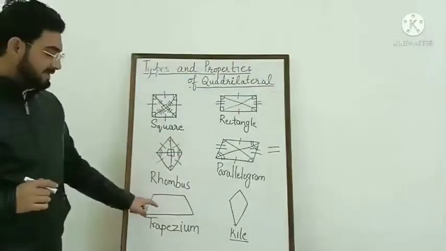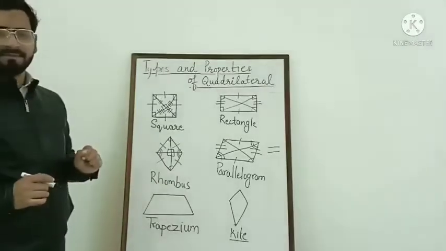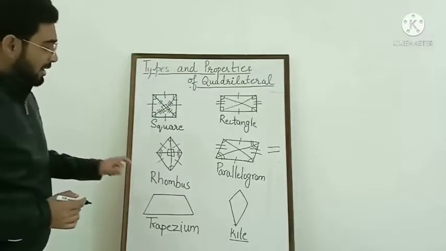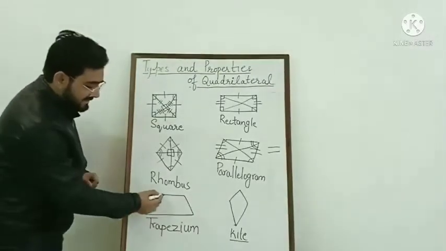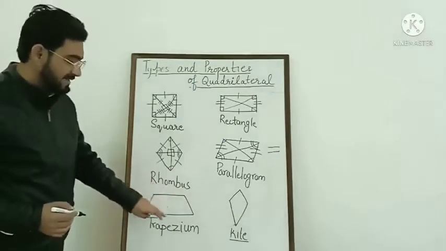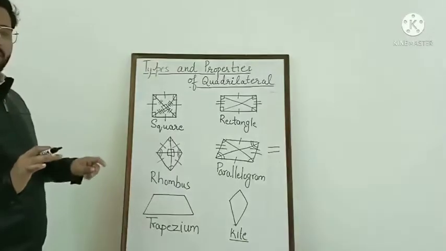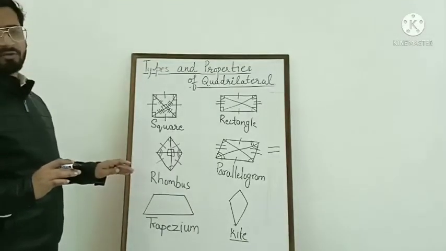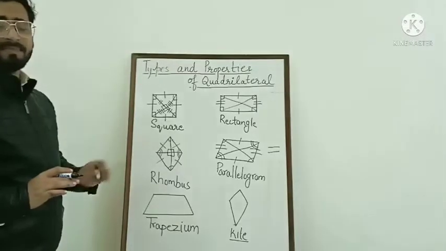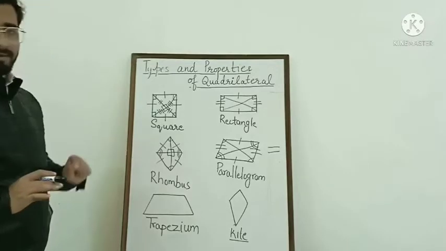Now see here, this is a trapezium. This is also a type of quadrilateral. One of the special properties of a trapezium is that one pair of opposite sides, this side and this side, are parallel. They will never intersect each other. Nothing more special about the trapezium. Only remember that one pair of opposite sides of a trapezium are parallel.